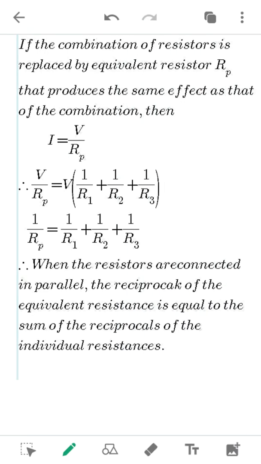Now the same thing here: when the resistors are connected in parallel, the reciprocal of the equivalent resistance is equal to the sum of the reciprocals of the individual resistors. So this is the final equation for the parallel combination. Okay, I hope you have understood. It is very important from the exam point of view. It will be asked for 3 marks. Either they may ask the series combination or the parallel combination. So it will be asked for 3 marks.